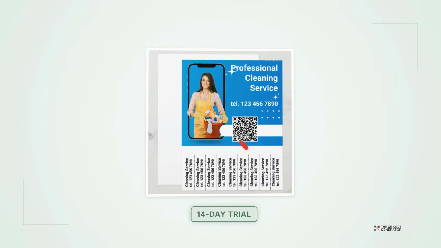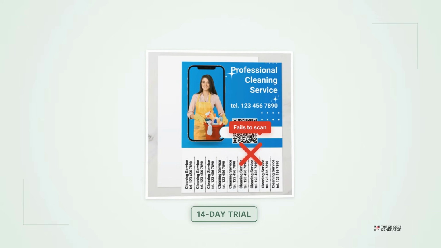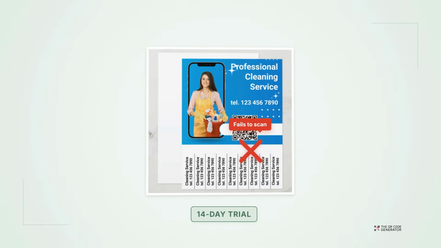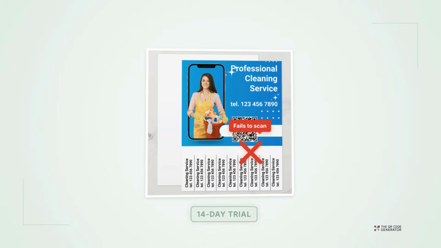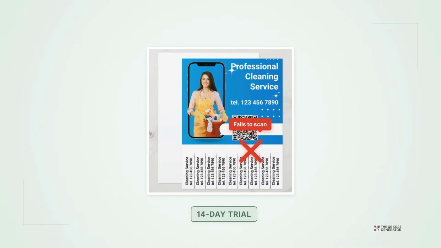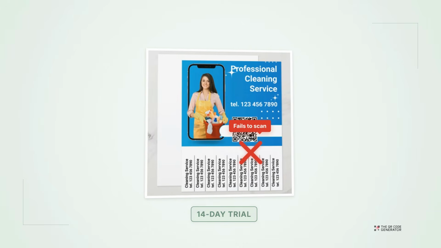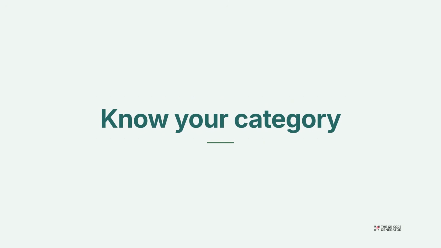Either you sign up for a free trial that quietly expires in 14 days, or you assume every generator is the same and end up with a code that looks fine on screen but fails to scan once it's printed. You can't unprint a flyer. If the tool you picked was never meant to stay free, your code dies with the trial. The fix starts with knowing which category your QR code actually belongs in.